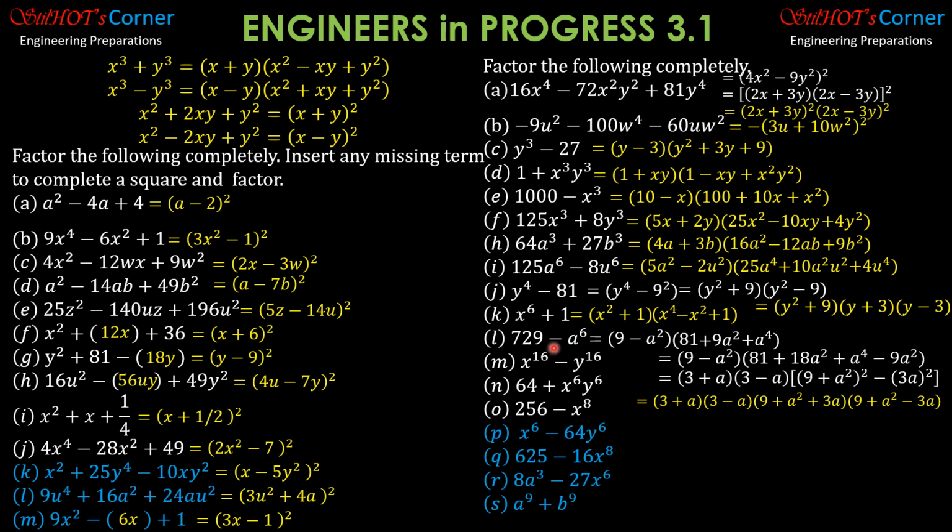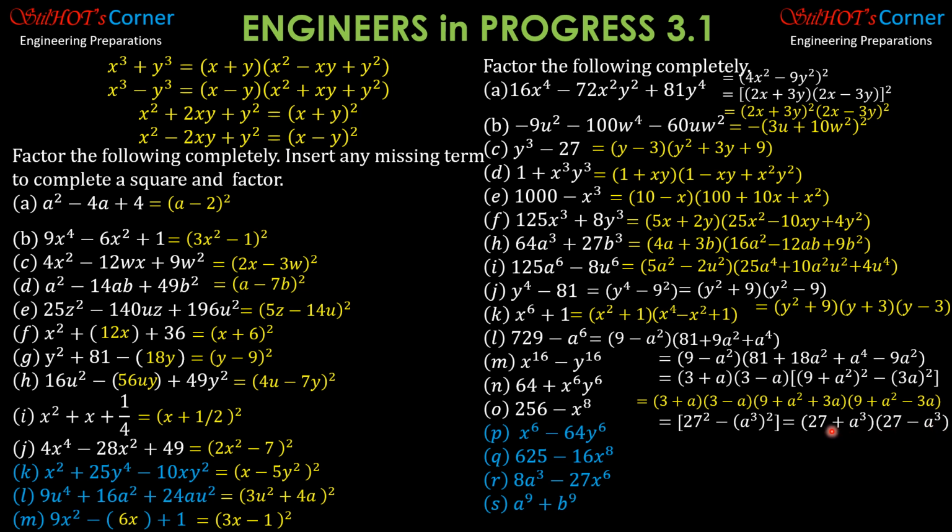Now, what if we interpret this as a difference of two squares, 27² minus (a³)²? So 27² minus (a³)², a difference of two squares. This is therefore (27 + a³) times (27 − a³). And 27 plus a³ is a sum of two cubes, 3³ plus a³. 27 minus a³ is a difference of two cubes, 3³ minus a³.